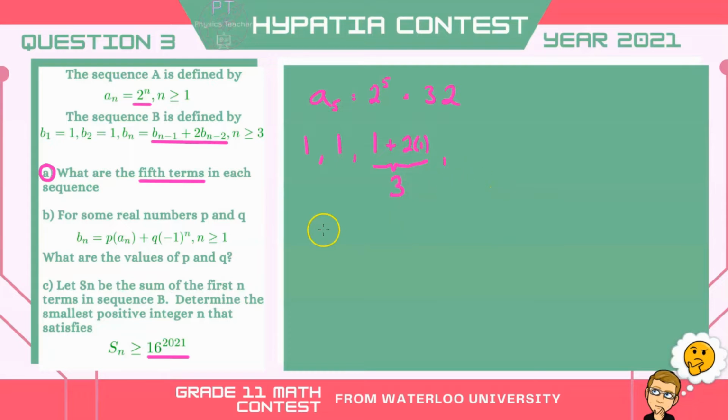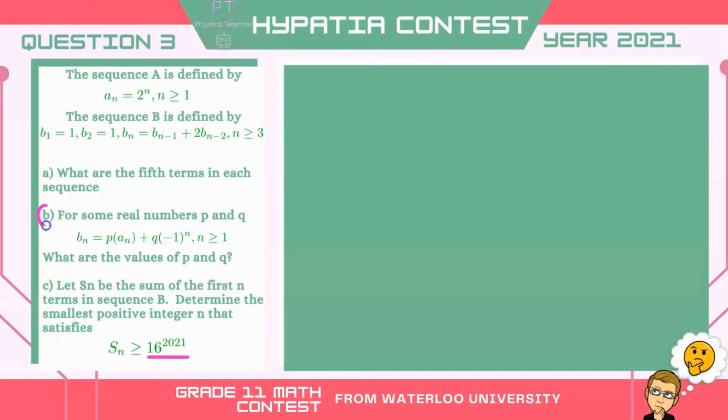Alright, well what about B4? Well, B4 is equal to B3 plus 2 times B2, where B3 is 3 and B2 is 1. So B4 will have a value of 5. Finally, our 5th term is going to be our 4th term plus twice our 3rd term. So our 4th term is 5, and twice our 3rd term is 2 times 3. So that's 6 plus 5 gives us 11. So the 5th term in sequence B is 11.